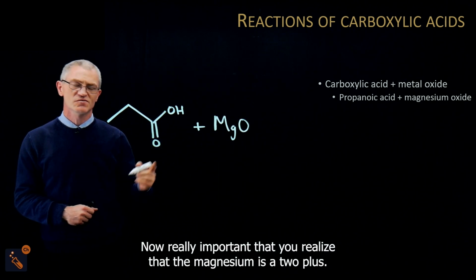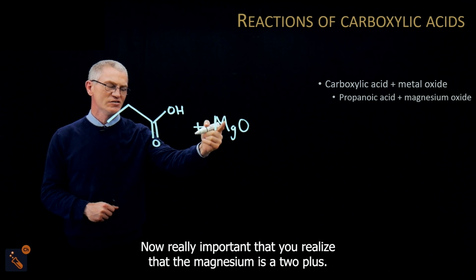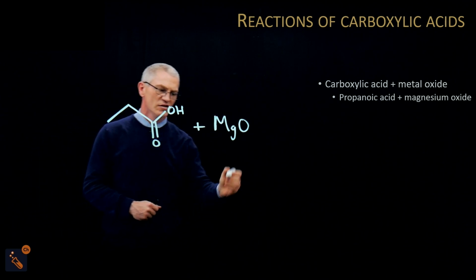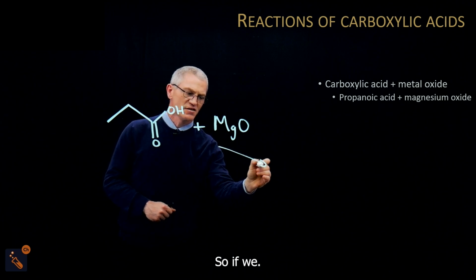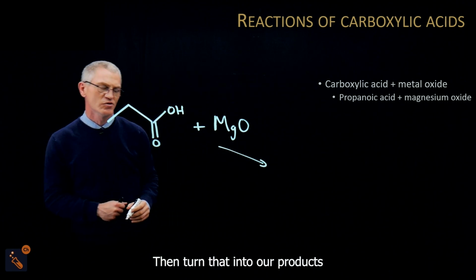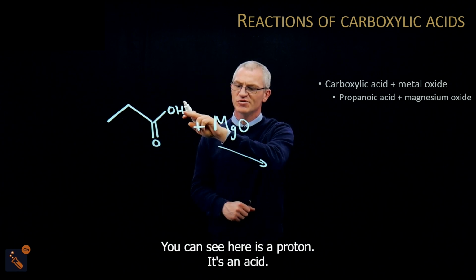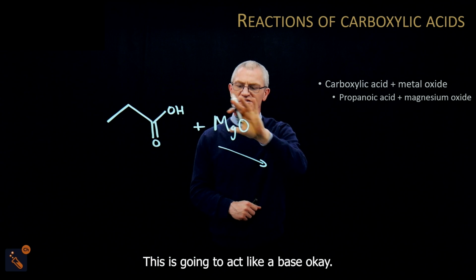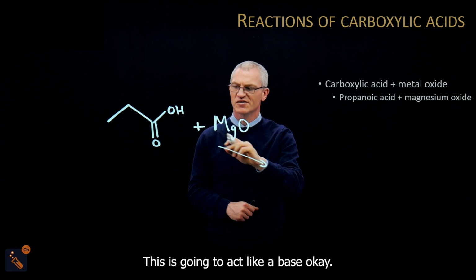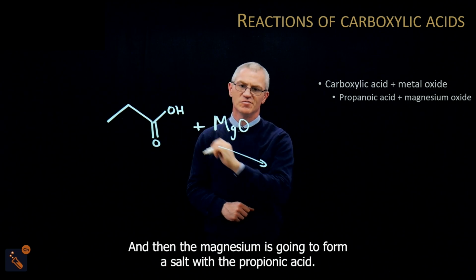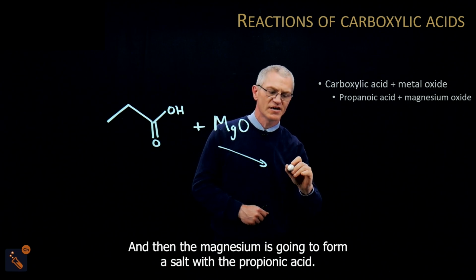There you have your magnesium oxide. Now, really important that you realise there, the magnesium is a 2 plus, the oxygen is a 2 minus. So if we then turn that into our products, again, it's going to lose the proton. You can see here the proton, it's an acid. It's going to lose the proton. This is going to act like a base. Okay, those protons are going to go to the oxygen and create water, and then the magnesium is going to form a salt with the propanoic acid.